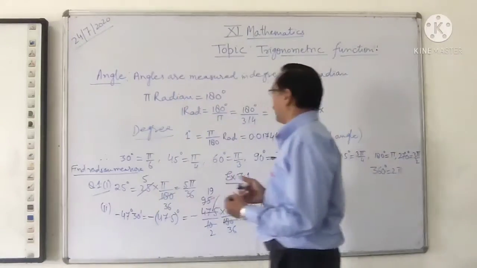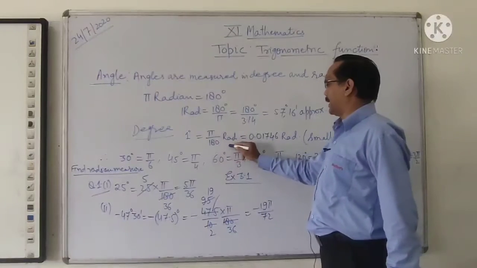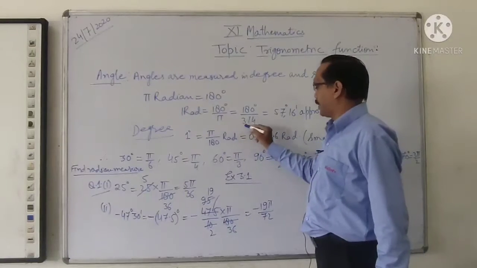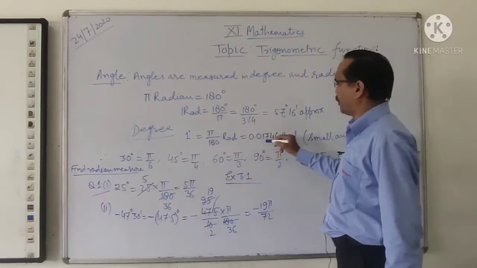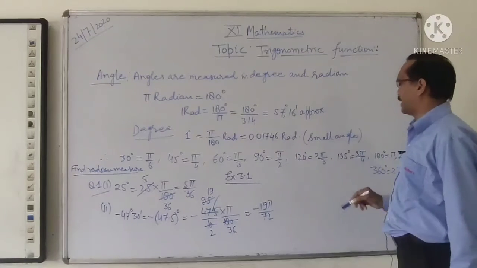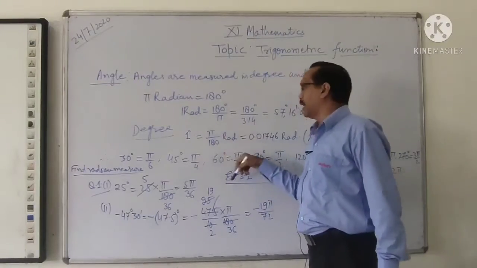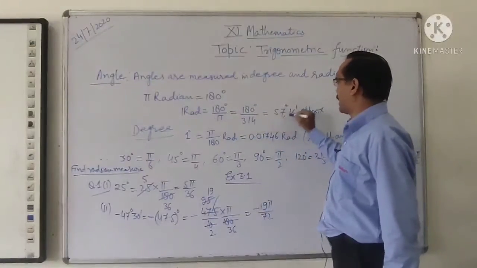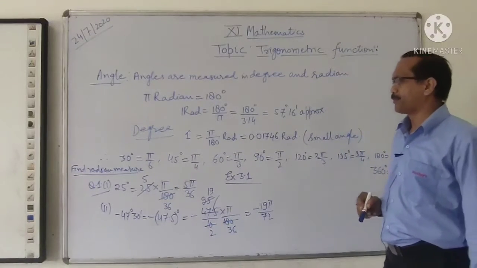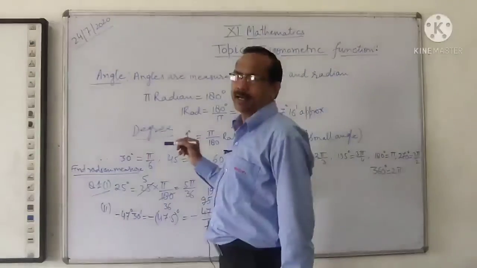So 1 degree equals pi upon 180 radian. The value of pi is 3.14 divided by 180, so we will get 0.01746 radian. It is a very small radian. 1 degree is a small angle and 1 radian is not small. It is about 57 degree and 60 minutes. On the basis of this, we can write degree and radian.